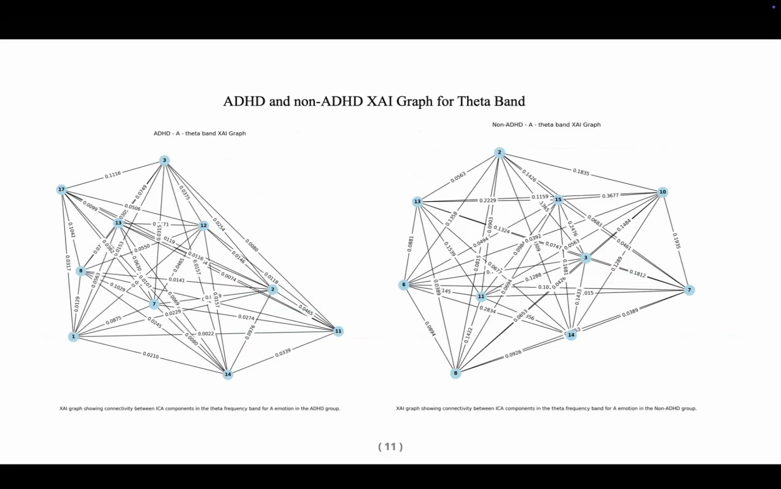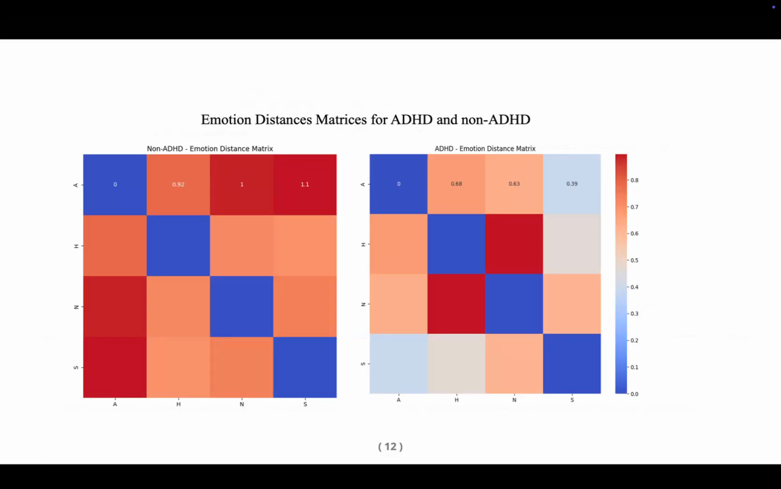Next, theta band connectivity patterns for ADHD and non-ADHD groups. The ADHD group demonstrates more dispersed connectivity, which could indicate dysregulation in attention-related neural networks. This contrasts with the more concentrated connectivity observed in the non-ADHD group. These findings suggest alterations in the theta band connectivity play a critical role in the neural characteristics of ADHD, affecting attention and emotional processing.